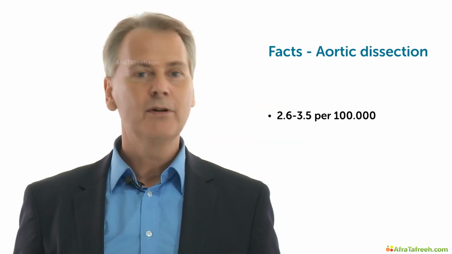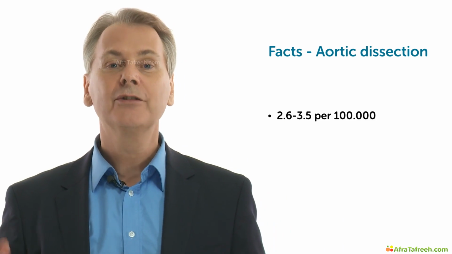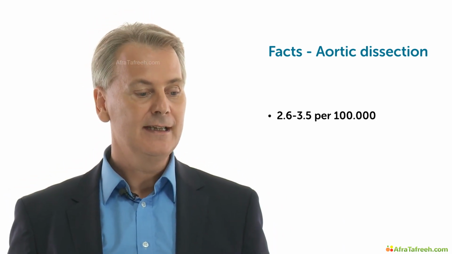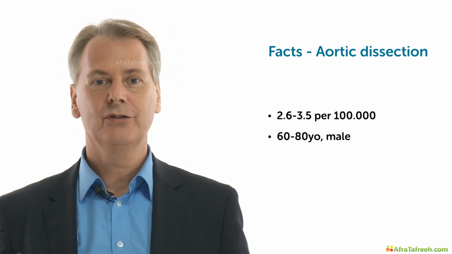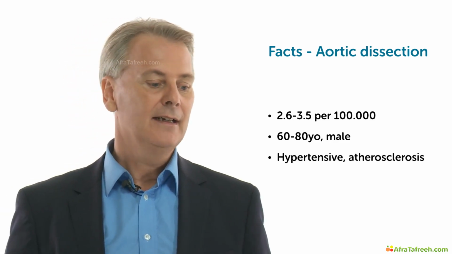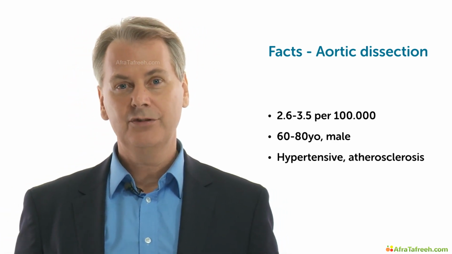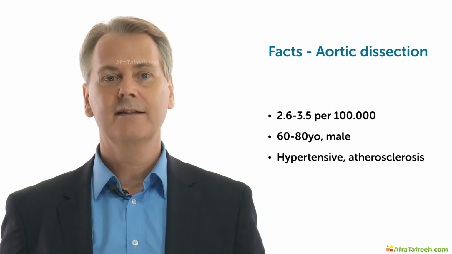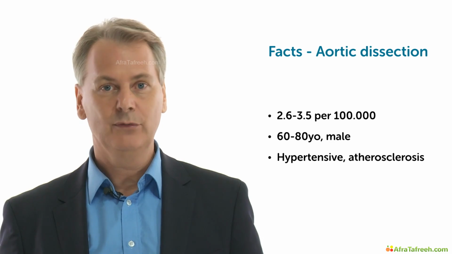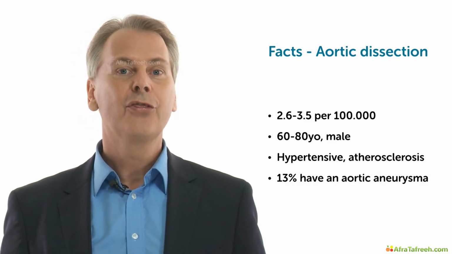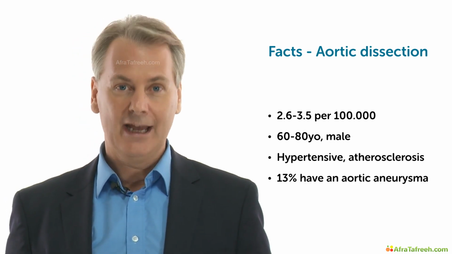And here are some facts. Well, approximately 2.6 to 3.5 per 100,000 population is the incidence of aortic dissection. It occurs more in the elderly population, so if you're above 60. And hypertensive heart disease and atherosclerosis are risk factors. So if you have someone who has peripheral artery disease or coronary artery disease, those are the ones you really have to watch out for. And finally, 13% have aortic aneurysms.